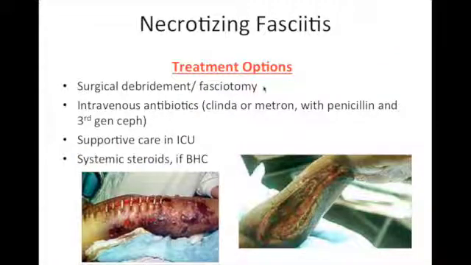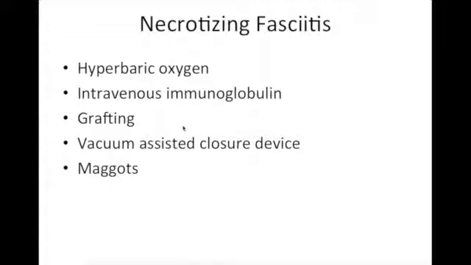Here we talk about treatment, and the fasciotomy and surgical debridement is number one. Added intravenous antibiotics, Clinda or Metron with penicillin, and third generation cephalosporin. Supportive care in the ICU depending on their states, and many of these patients are amenable to therapy with concomitant steroids, not alone with steroids.